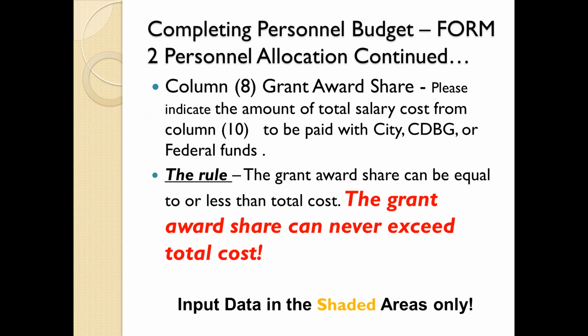And again, we have the grant award share. The grant award share is where we are applying the rule. Here's the rule: the grant award share can be equal to or less than total cost. The grant award share can never exceed total cost. And how do we know if the grant award share has exceeded total cost? One way you know right off the top, you can never have a negative other share number. So anytime you have an other share number on the form that is negative, you have now budgeted a grant award share higher than your total cost.